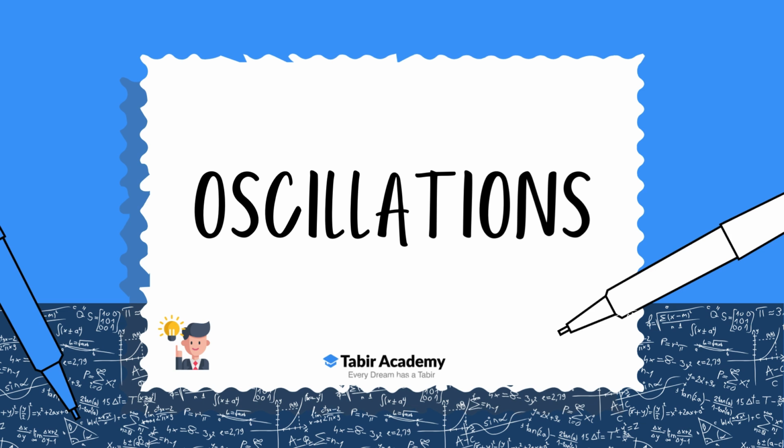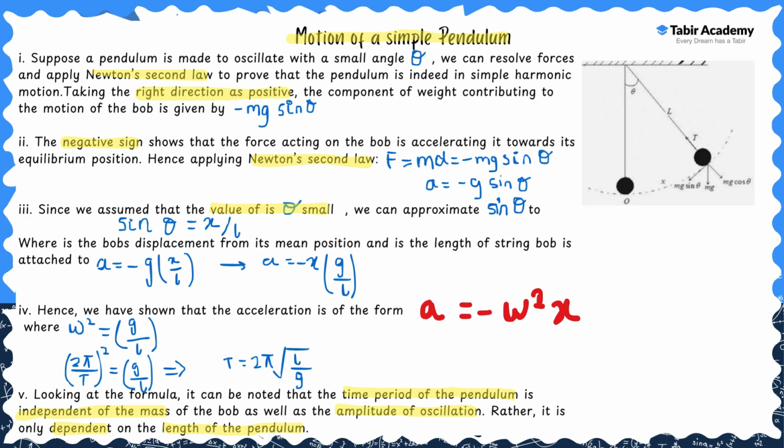Now moving on to motion of a simple pendulum. Now if we take an example of a simple pendulum, which we are oscillating with a small angle theta, we can resolve its forces and then apply Newton's second law to prove that our pendulum is moving in simple harmonic motion.